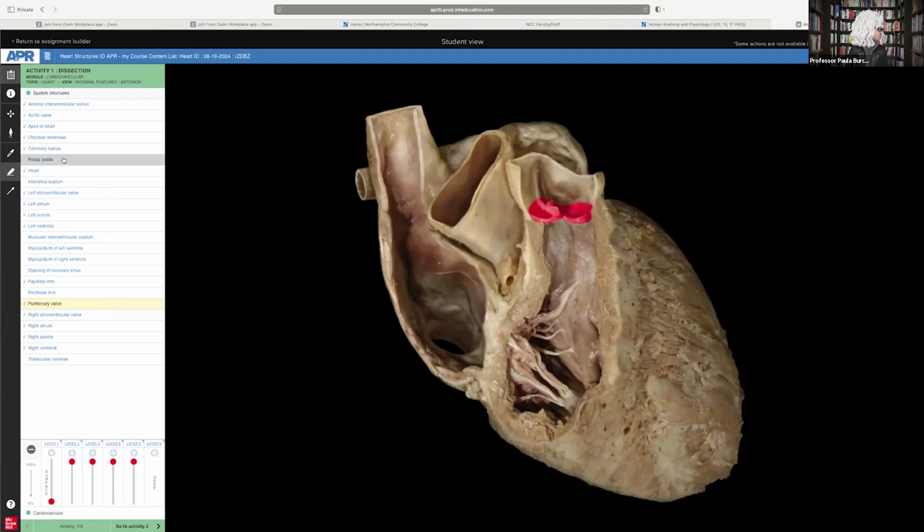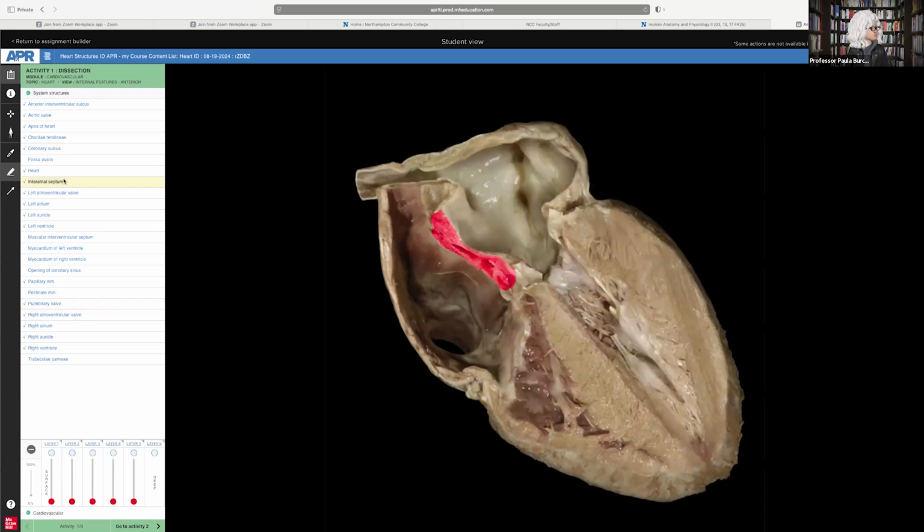Continuing anteriorly, we're going to be looking at the wall that separates the two atria. This is called the interatrial septum. Septum means wall, so this is going to be the right atrium. This is the left atrium. You also have an interventricular septum between the two ventricles.